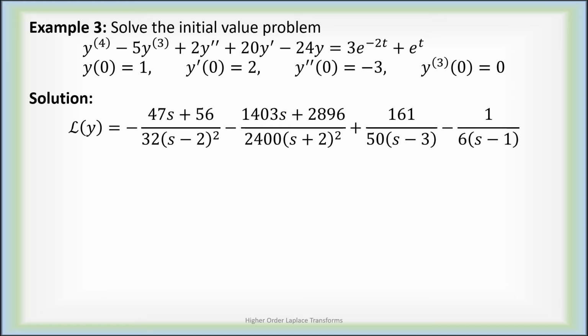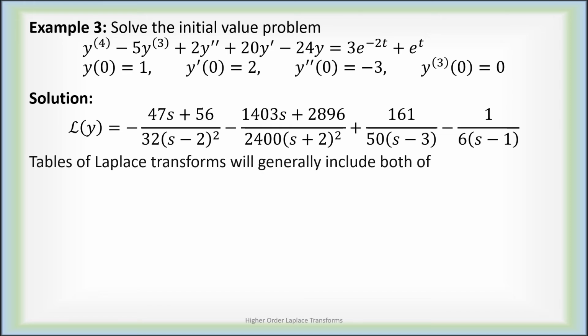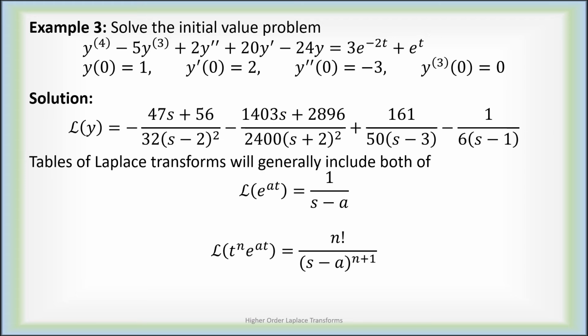So here was the Laplace transform of y, as given to us by our computer algebra system once we do partial fraction decomposition. Now, tables of Laplace transforms will typically include this. The Laplace transform of e to the at is 1 over s minus a, and also the Laplace transform of t to the n e to the at is n factorial over s minus a to the n plus 1. Notice that this second one is actually just a shift theorem version of the Laplace transform of just t to the n. This is the Laplace transform of t to the n shifted by a.